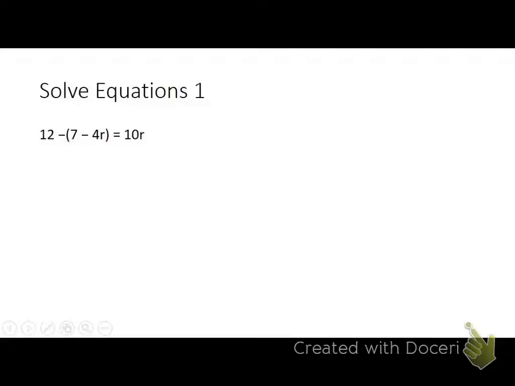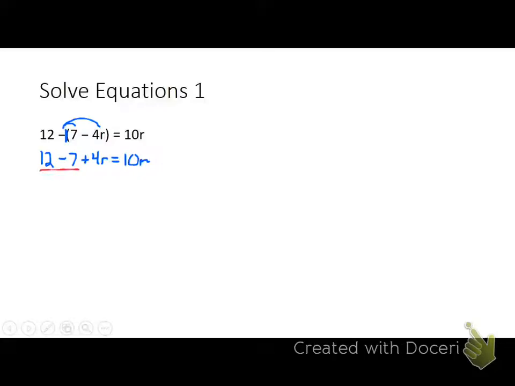Once again, we've got this negative sign out in front of the parentheses. It's like we're distributing a -1 into our parentheses. Notice the 12 does not get distributed because it's not touching the parentheses, just the minus. So I'll still have my 12, and then we have -7 plus 4r. We get that because the negative times the negative is a positive, and then that's still all equal to 10r.